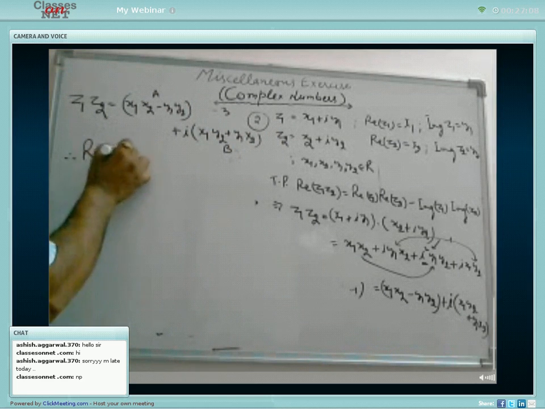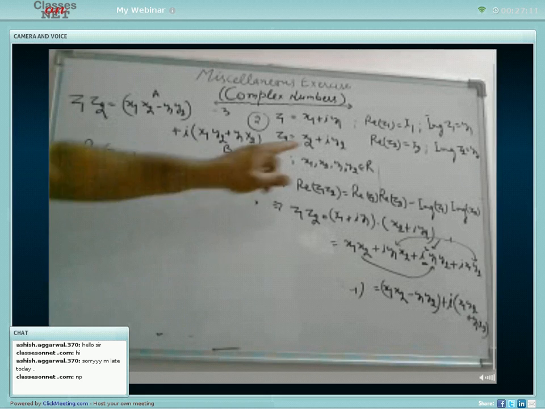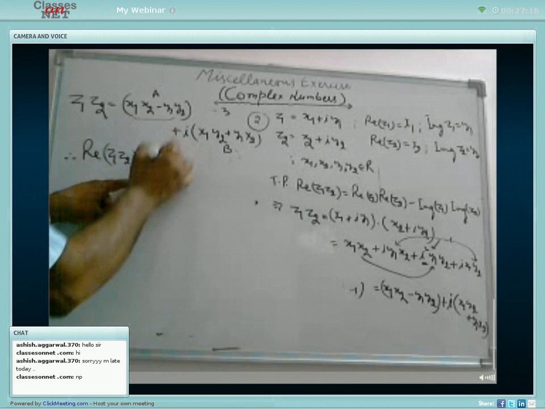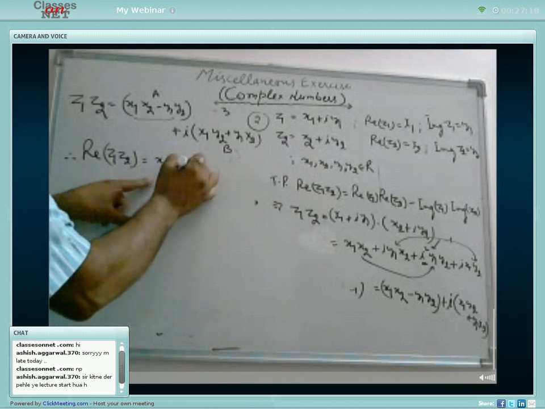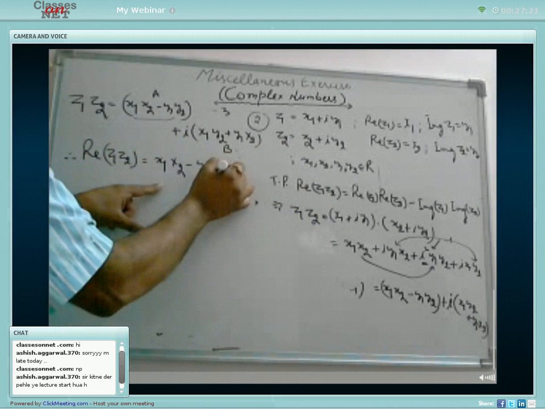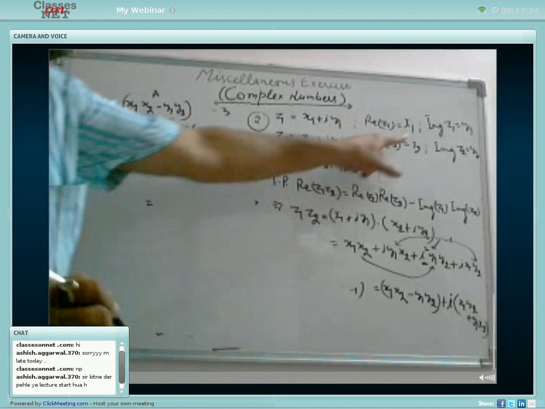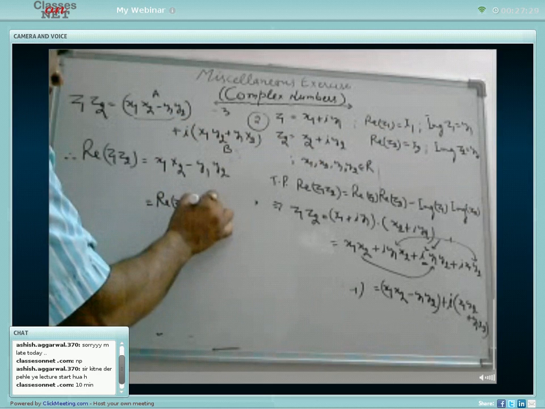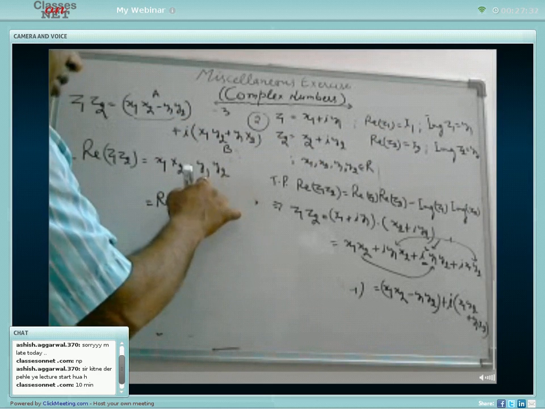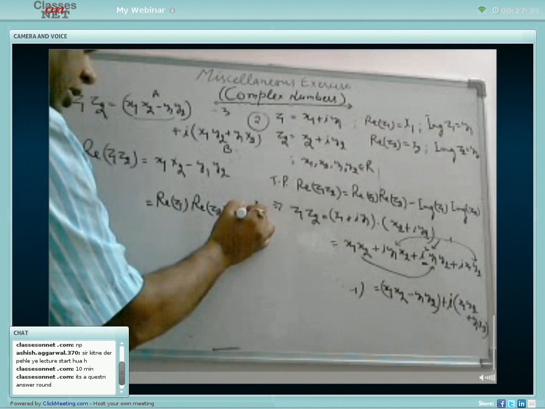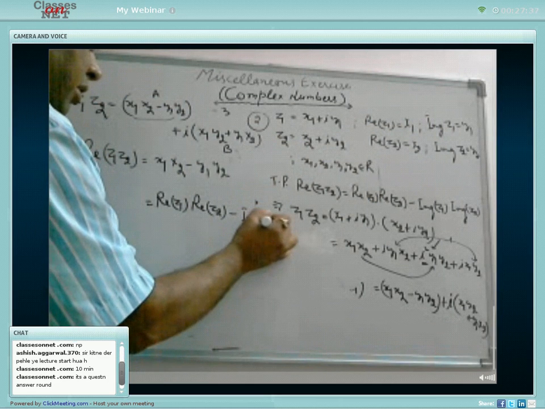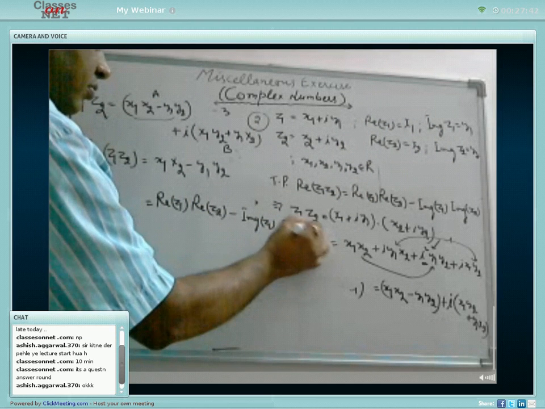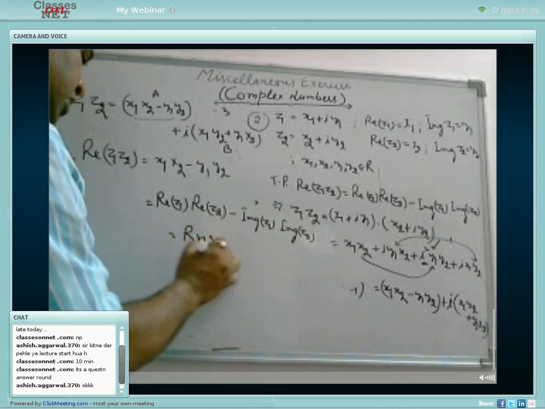Therefore if you find out the real part of z1 z2, which is the left hand side of our answer, real part of z1 z2 is equal to what? This is the real part. What is this? x1 x2 minus y1 y2. But what is x1? Real part of z1. What is x2? Real part of z2, minus what is y1? That gives me imaginary part of z1. What is y2? That gives me imaginary part of z2, which is equal to right hand side, hence proved.